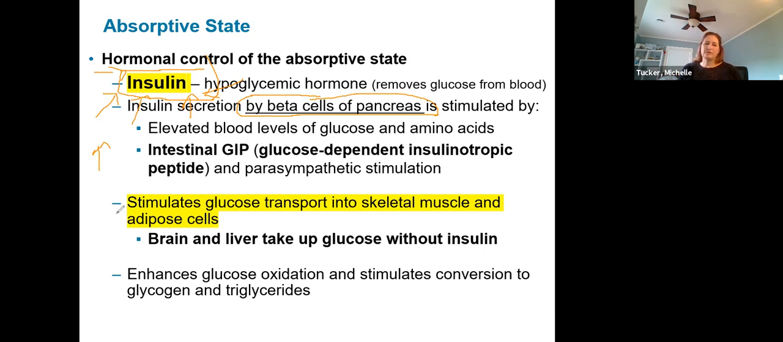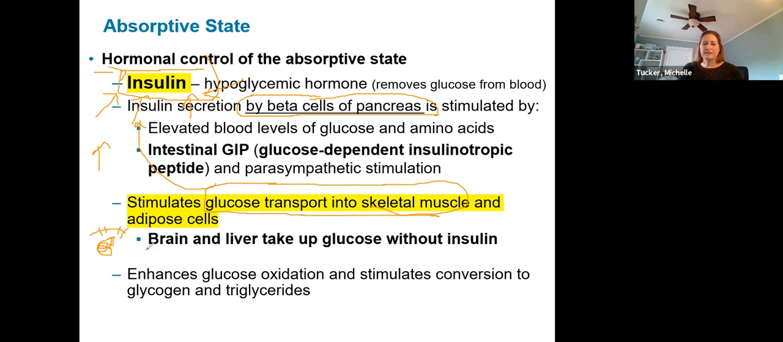Insulin is going to cause glucose transporters that are intracellular to move to the plasma membrane. This occurs in skeletal muscle and adipose. So glucose transport in skeletal muscle and adipose is linked with insulin. This is called GLUT4. It's an insulin-sensitive transport mechanism.